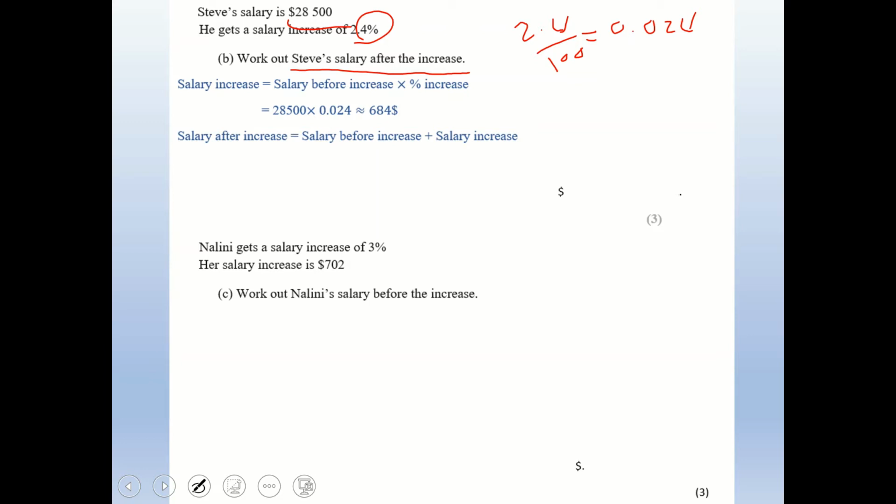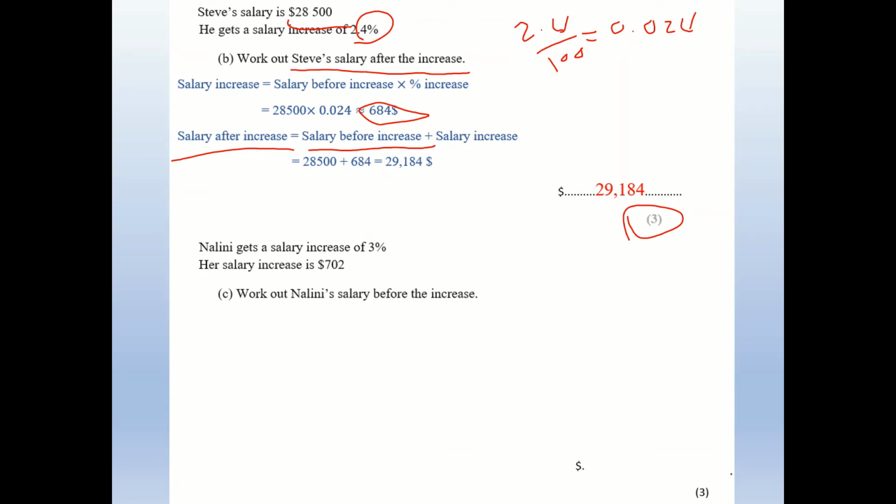This is the amount of increase that should be added to the salary before increase to get the salary after increase. Here, if we substitute, it will give us $29,184. And this is the answer. And we'll get another 3 marks for this question. Okay, let's move to the next question.